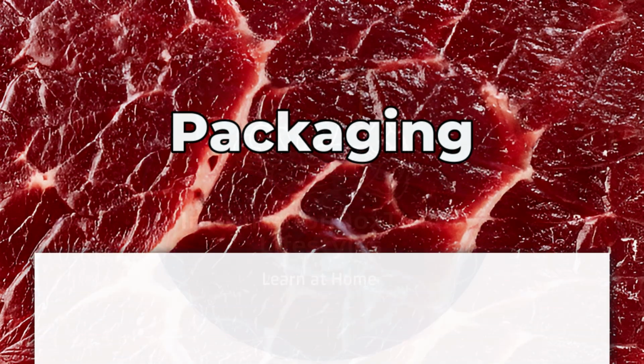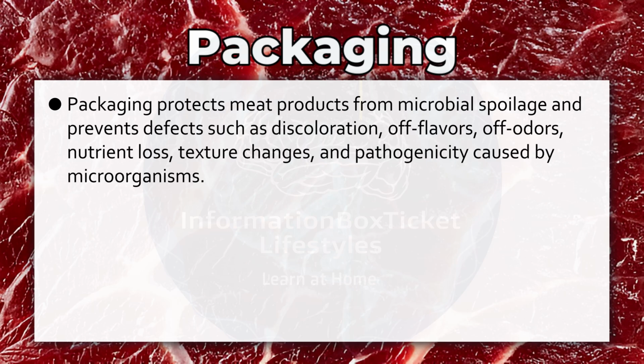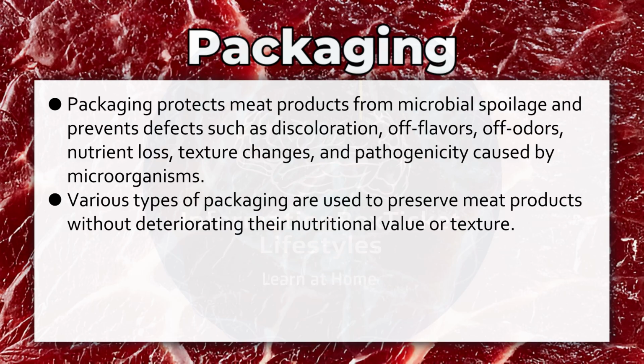Packaging. Packaging protects meat products from microbial spoilage and prevents defects such as discoloration, off flavors, off odors, nutrient loss, texture changes, and pathogenicity caused by microorganisms. Various types of packaging are used to preserve meat products without deteriorating their nutritional value or texture.